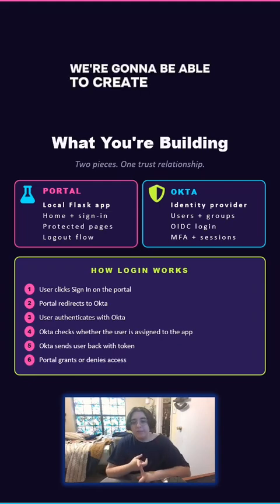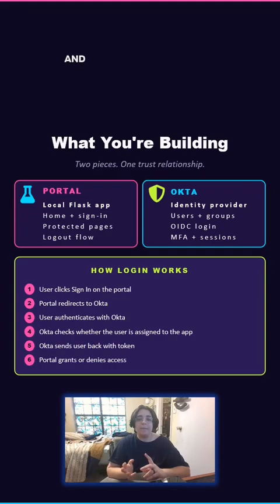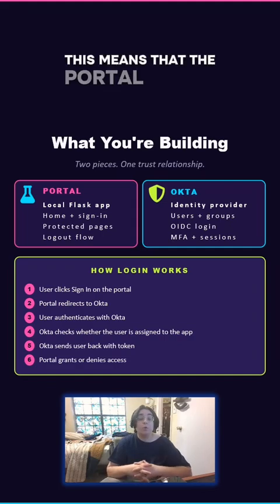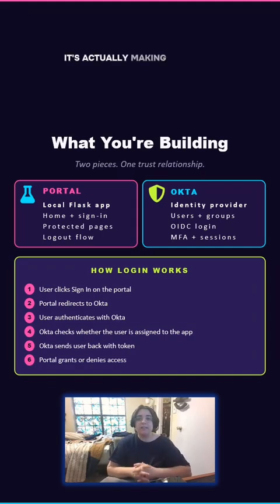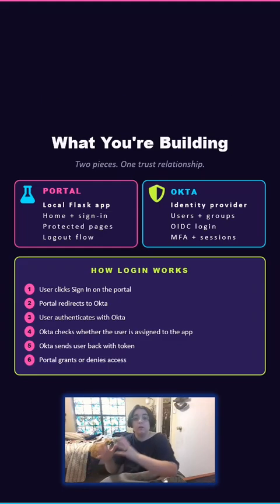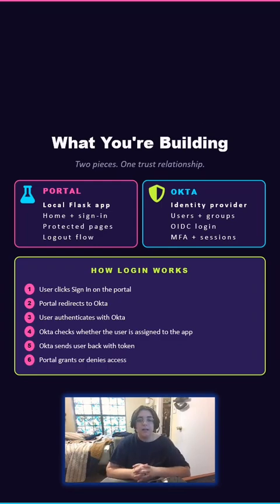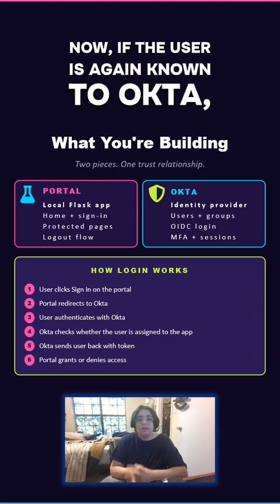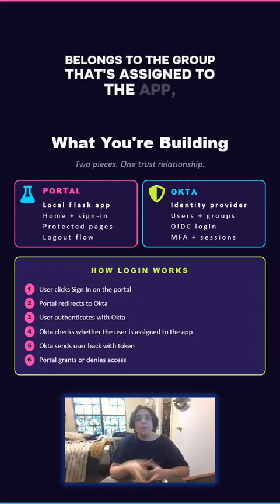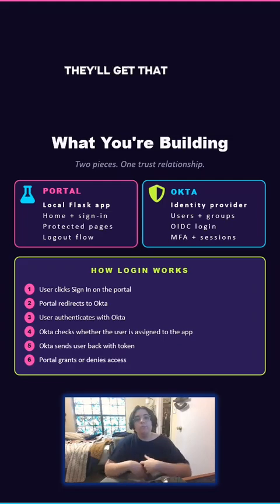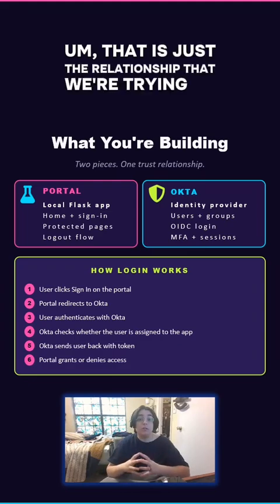We're going to be able to create people, organize them into groups, and basically decide which groups are allowed to use the app. This means that the portal is not making decisions alone, it's actually making decisions using a two-part effort. Basically, it sends the user over to Okta, waits for Okta's answer, and then reacts based on the answer that's provided. If the user is known to Okta and belongs to the group that's assigned to the app, they'll get into the portal no problem. If they don't meet those conditions, they'll get an access denied screen. That is the relationship that we're trying to strive for here.